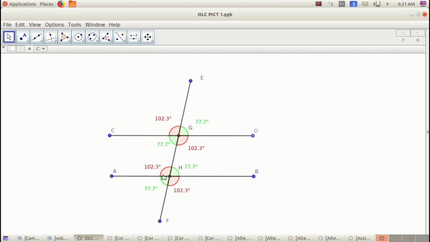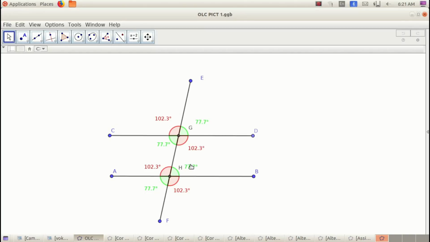Now we can understand different types of pairing or matching, one angle at the top and one angle at the bottom. We can find that some such pairs are equal in measurement and some such pairs are supplementary.